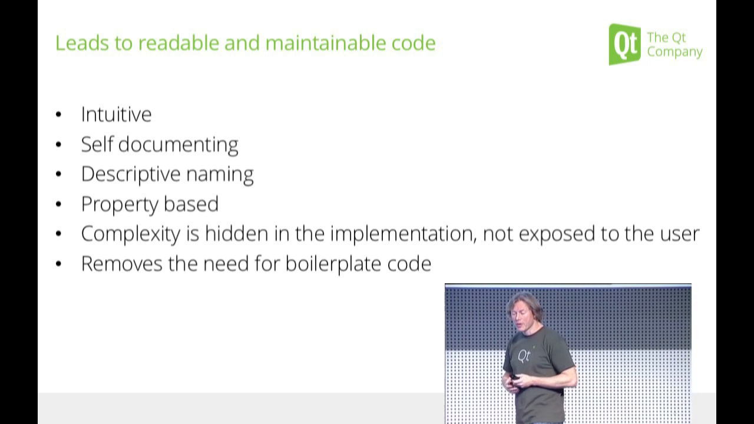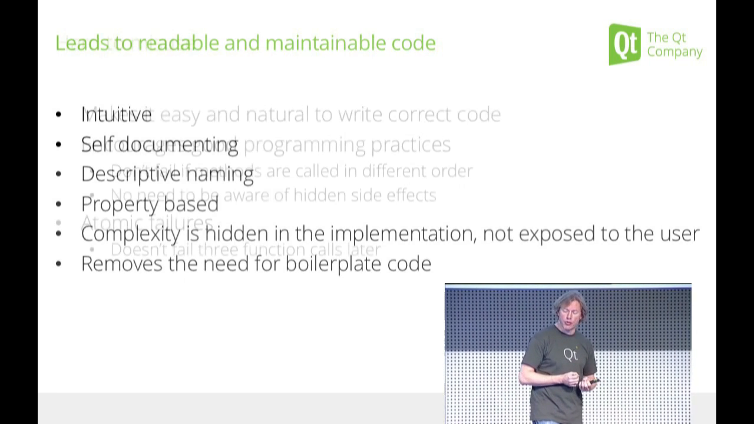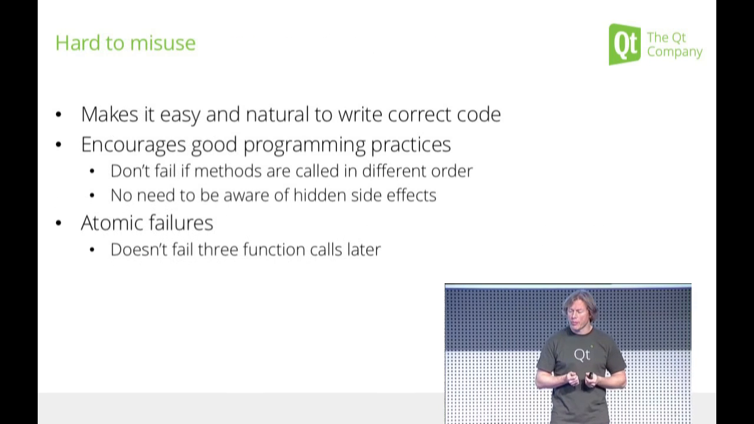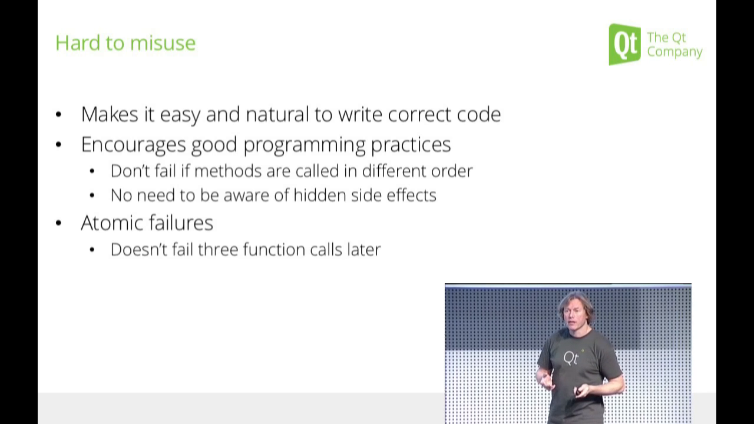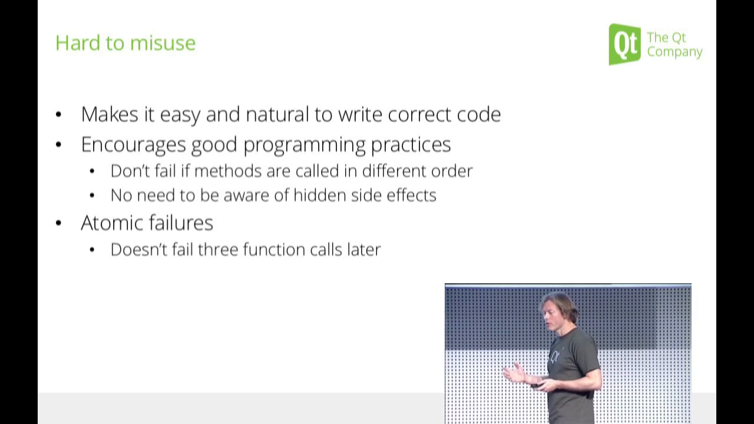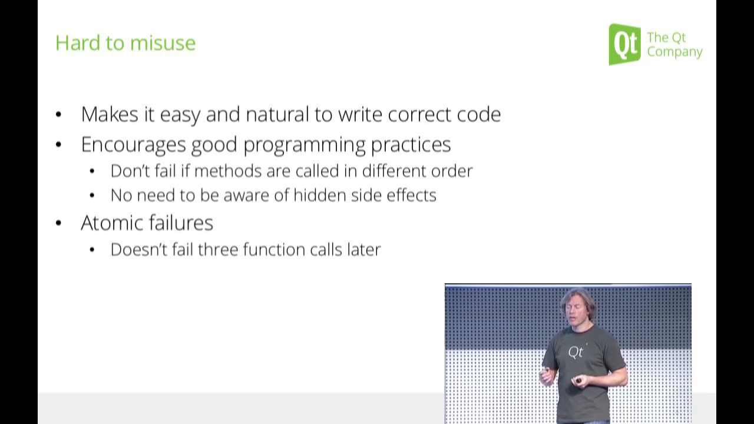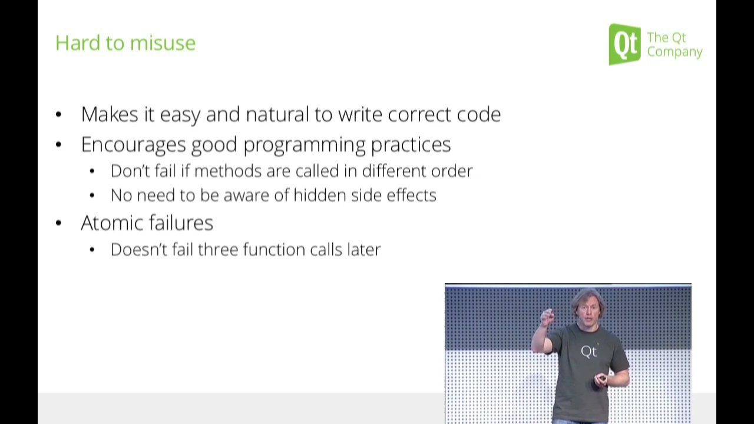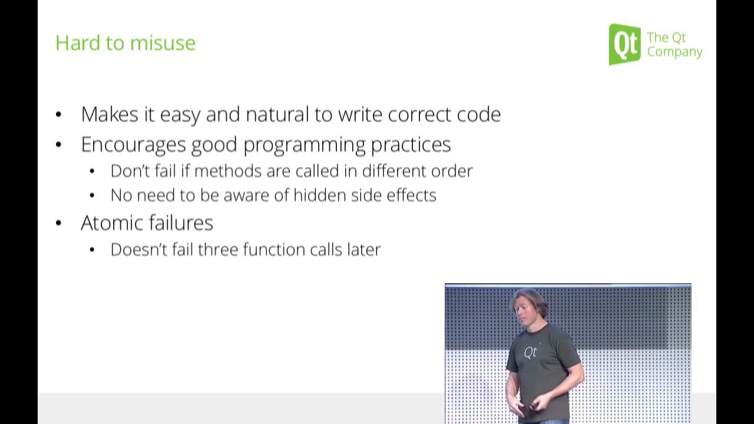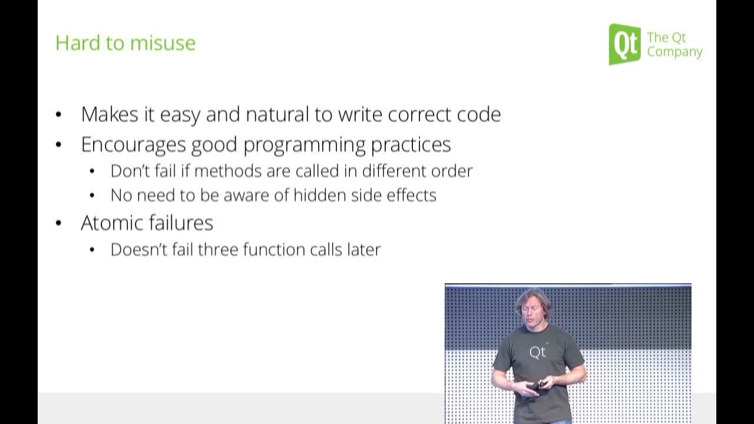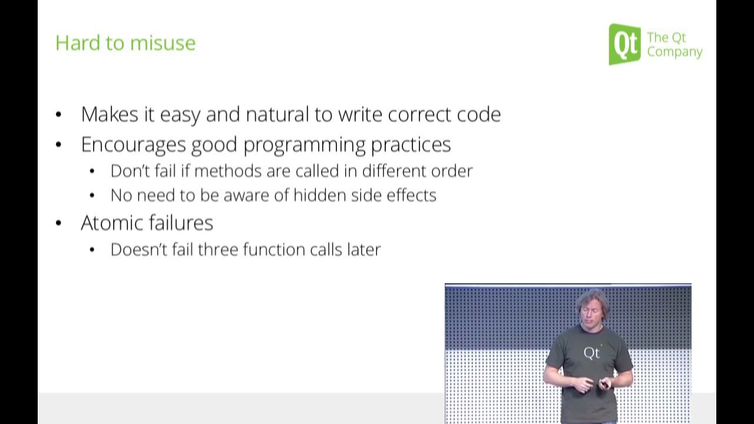It should also be hard to misuse. So, somehow you should make it easy and natural to write correct code. And you encourage good programming practices. So, for example, you don't fail if certain methods on your class are called in an unexpected order. You don't have to remember that first I need to call foo, then bar, then buts. And if I do it the other way around, things will go horribly bad. And you should not need to be aware of any hidden side effects that method calls have.